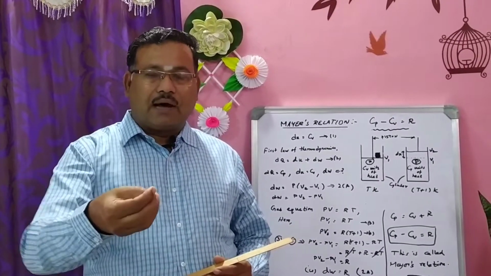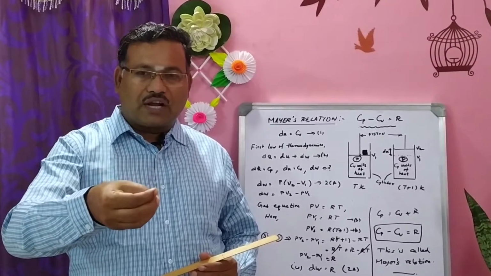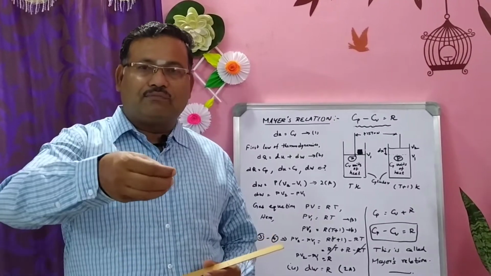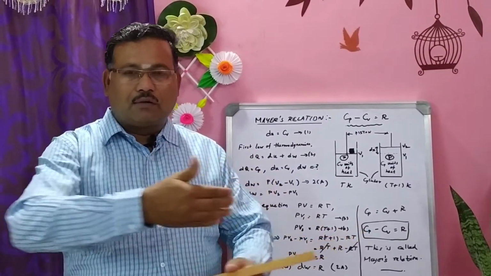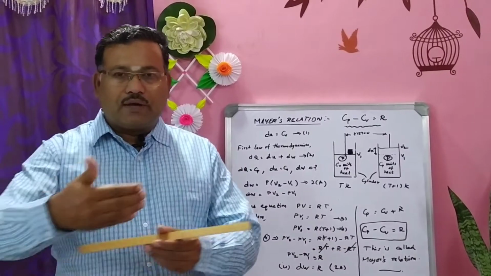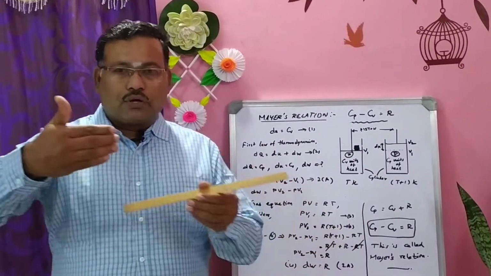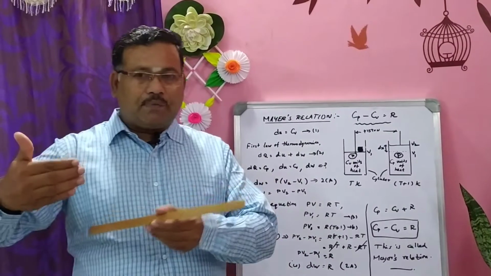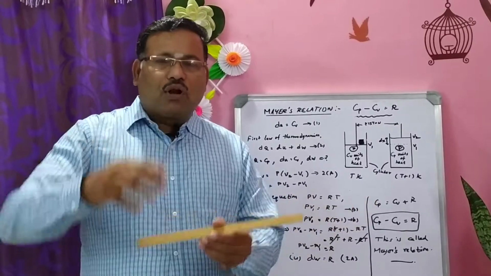The same thing: the amount of heat required to raise the temperature of unit mass of gas through 1 Kelvin at constant volume. We are doing the same process, keeping pressure constant in one case and volume constant in the other. If you keep pressure constant, it is called specific heat capacity at constant pressure. If you do the same process keeping volume constant, it is called specific heat capacity at constant volume. So what is molar specific heat capacity?